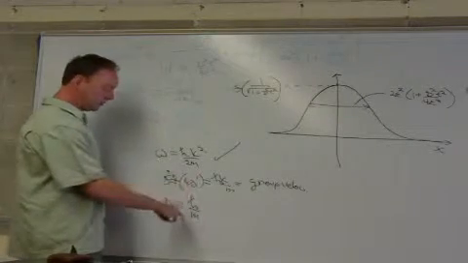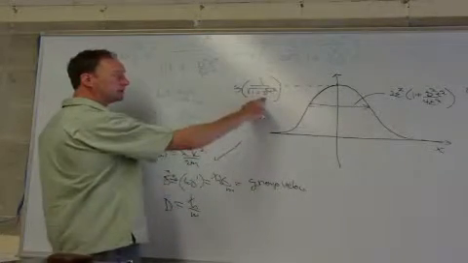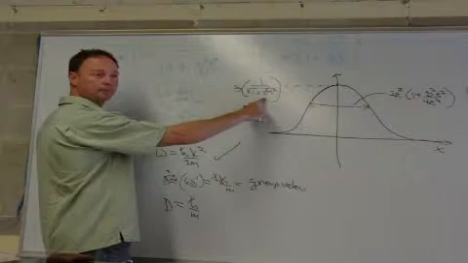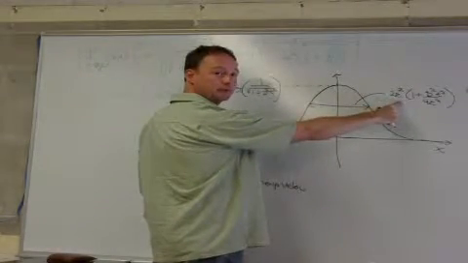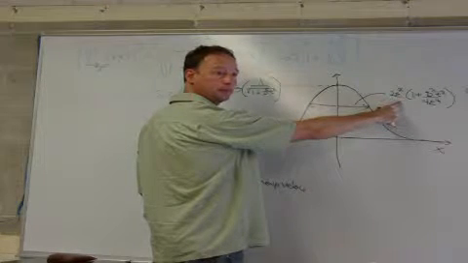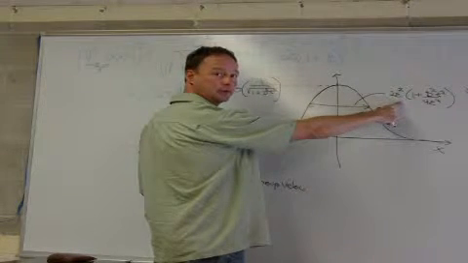Let's say that there was no D right here. What does this amplitude become? 1. And what happens to this full width at half max as a function of time? 2 epsilon squared. Okay, it's constant.